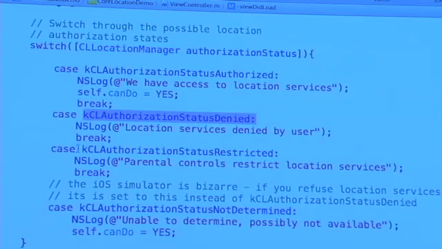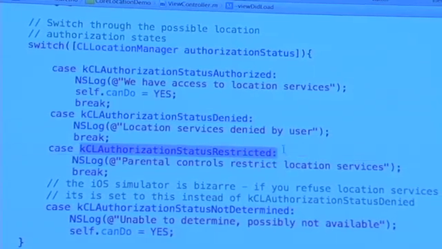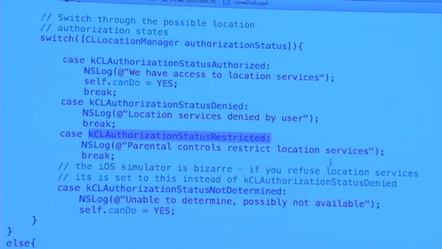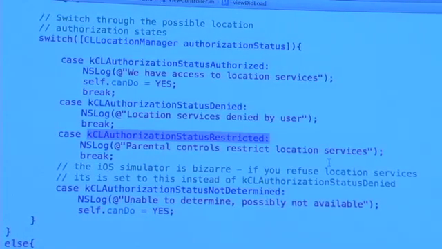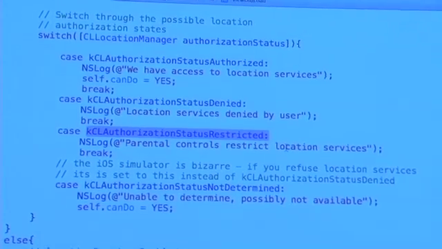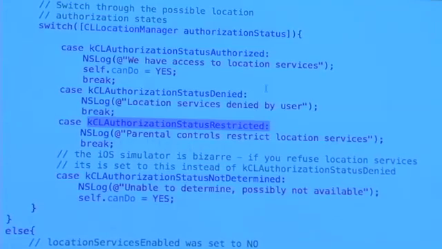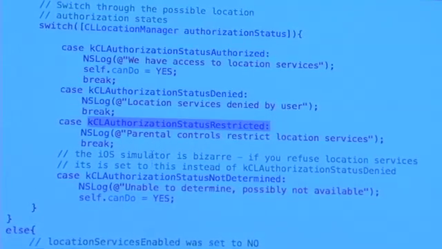And then in this case, there's also parental controls, which you might want to think about if you design an app for kids, for example. There are parental controls that can restrict location services, in which case you wouldn't even want to really ask if you could, because they won't be allowed to change those.